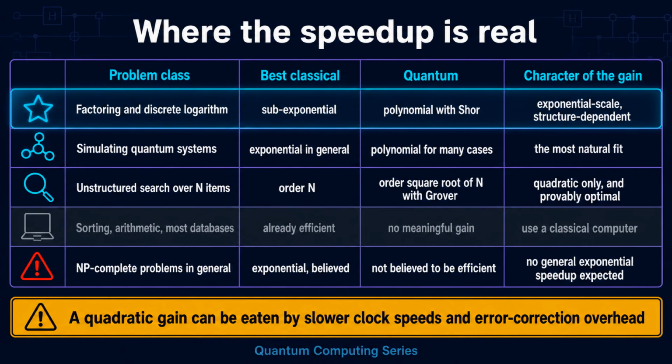Sorting, arithmetic, and most databases gain nothing at all. And crucially, quantum computers are not believed to solve NP-complete problems efficiently. Anyone promising otherwise is exceeding the theory.